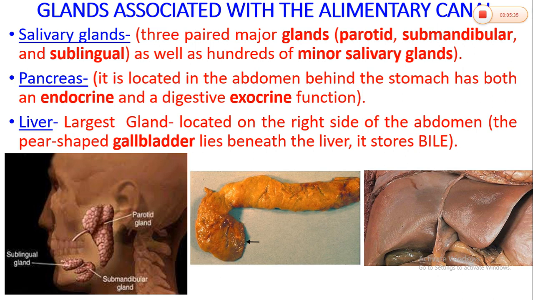The next gland associated is the pancreas. The pancreas is located in the abdomen region, just behind the stomach. Now, what is interesting about the pancreas is that it has a dual function. It is exocrine as well as endocrine, which brings us to two new terms. So biology is all about terms, and you've got to enjoy it. So what do these terms mean?